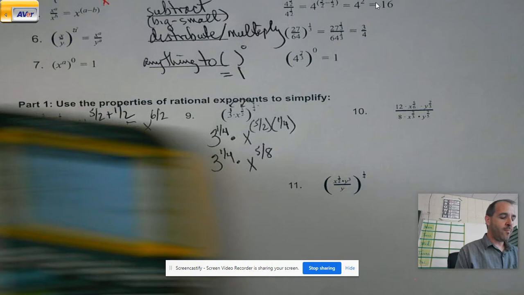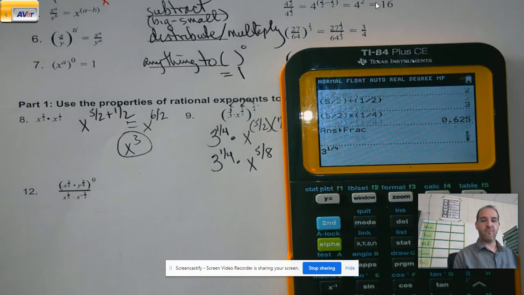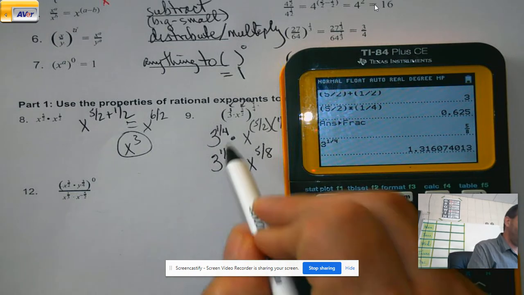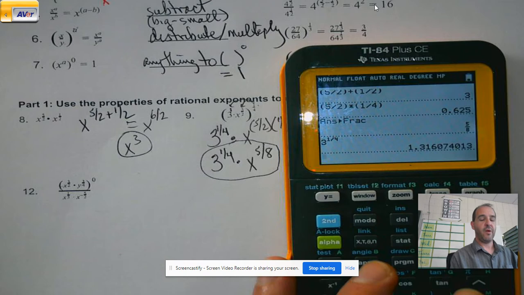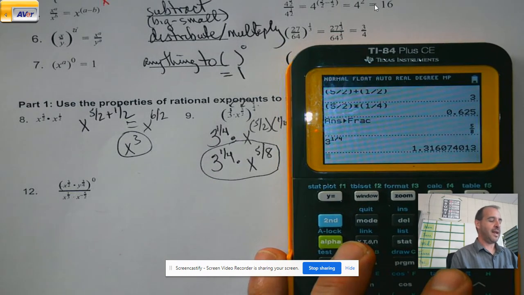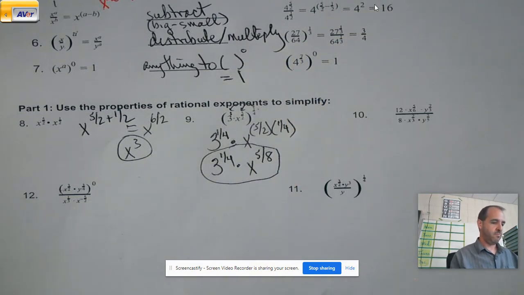And for our purposes, I can check this out, 3 to the 1/4. Don't put 1.32 times x to the 5/8. If it's something that doesn't come out nice and clean, it's perfectly fine to leave it the way it is. We'll talk a little more in later lessons on how we can turn that into radical form if we want to, but for now, perfectly fine.